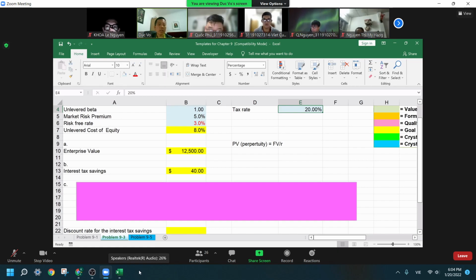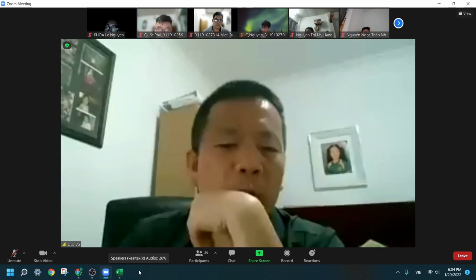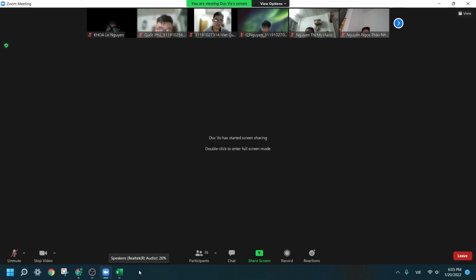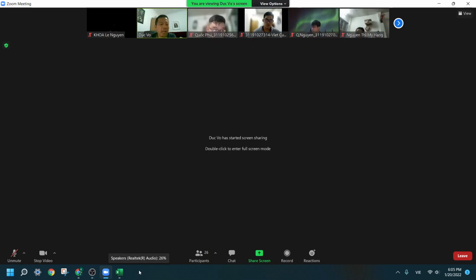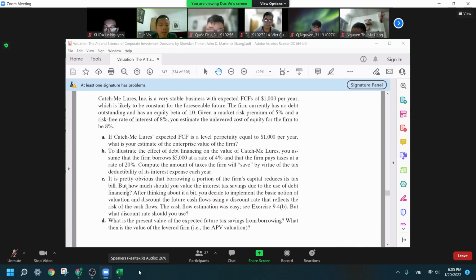Any question on that? And then if you go to question C, no calculation, but they just ask for reasoning. It is very obvious that borrowing a portion of the firm's capital reduces the tax bill. Yes, because of the interest tax saving. But how much should you value the interest tax saving due to the use of debt financing?